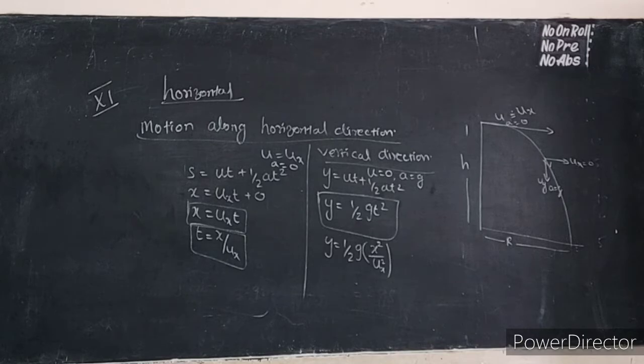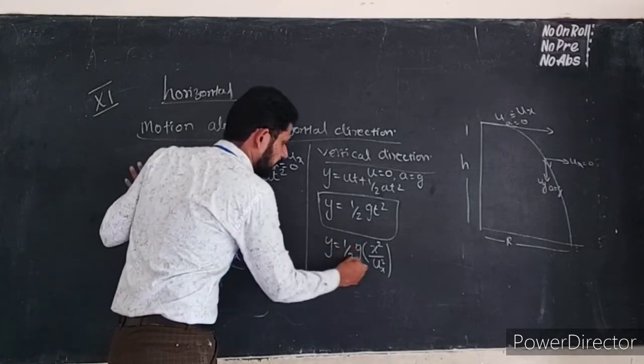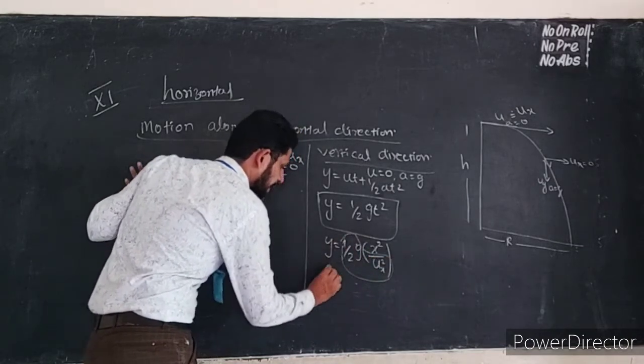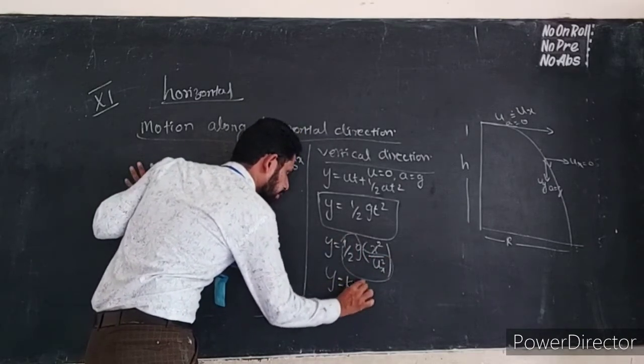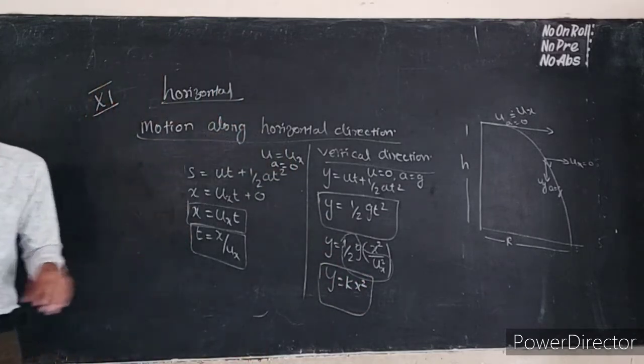If we write this as g by 2u squared, this one is a constant, and the initial velocity is also constant. So we can write this as k. y equals kx squared. The k is nothing but the projectile constant.